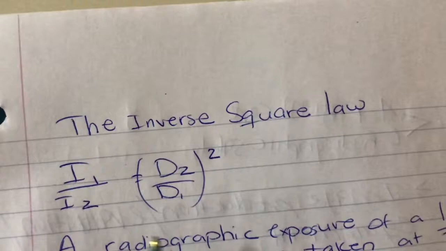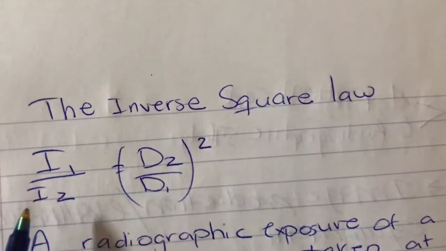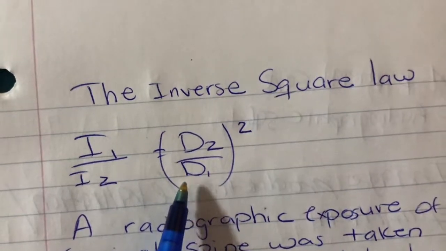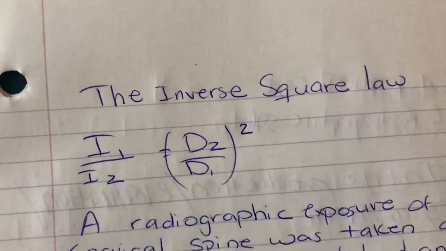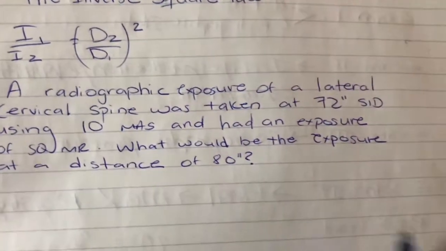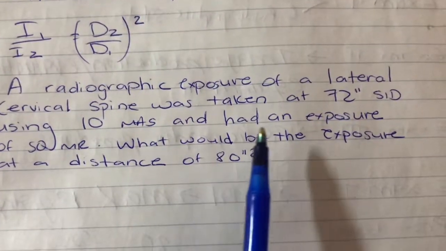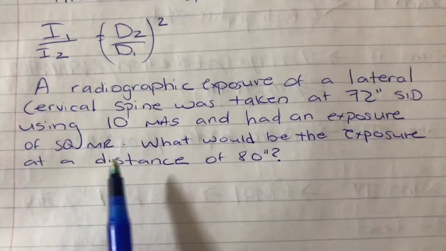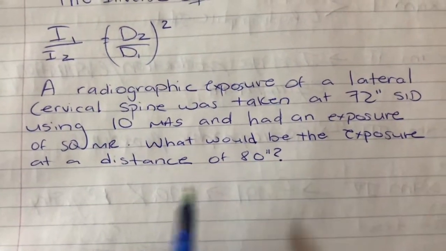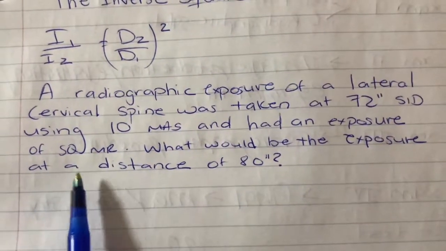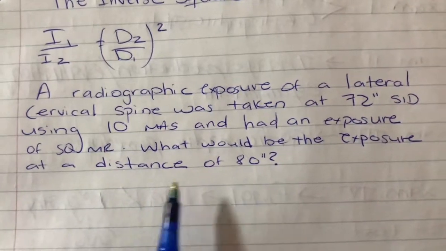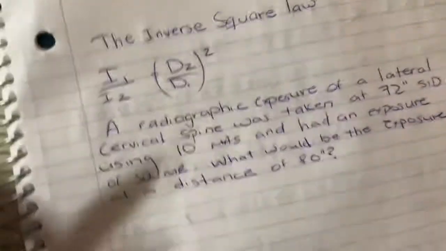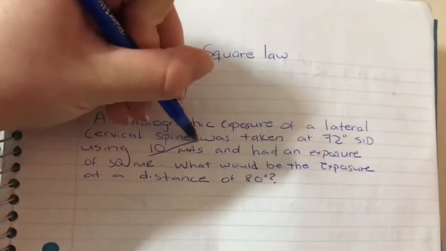What we have right here is the inverse square law, which the formula is I1 over I2 equals D2 over D1 squared. This question says a radiographic exposure of a lateral cervical spine was taken at 72 inches SID using 10 MAS and had an exposure of 50 MR. What would be the exposure at a distance of 80? First of all, we don't need the MAS.